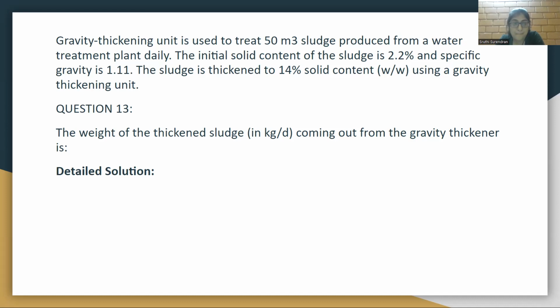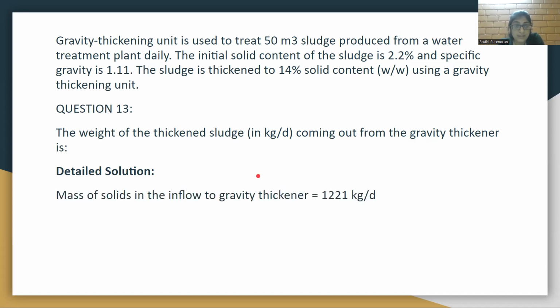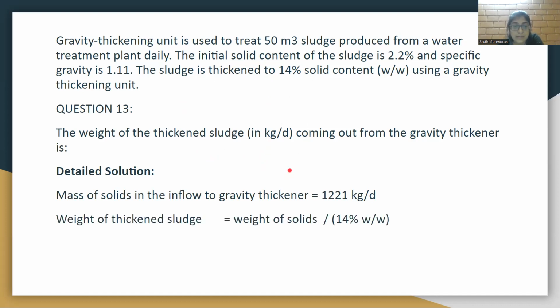Is it 1221 kg per day? That is the mass of the solid in the gravity thickening unit. They asked to find the weight of the thickened sludge coming out of the gravity thickener. 1221 is the weight you are getting when we use the 2.2%.